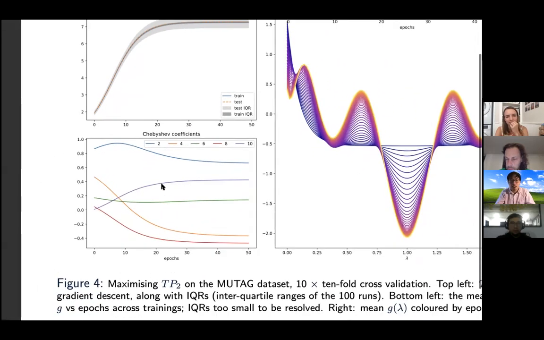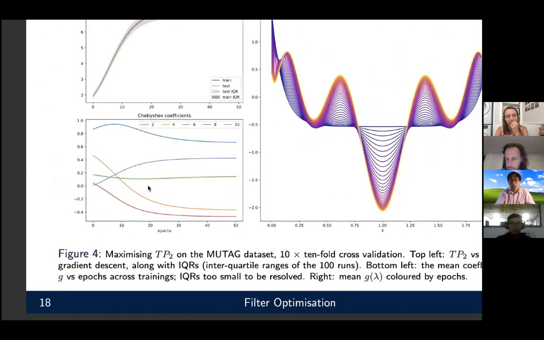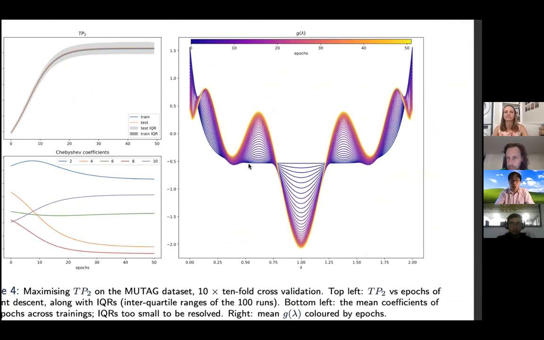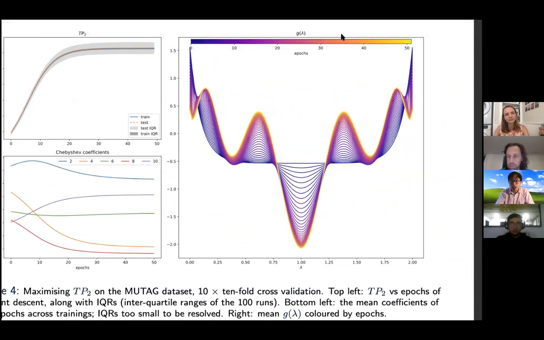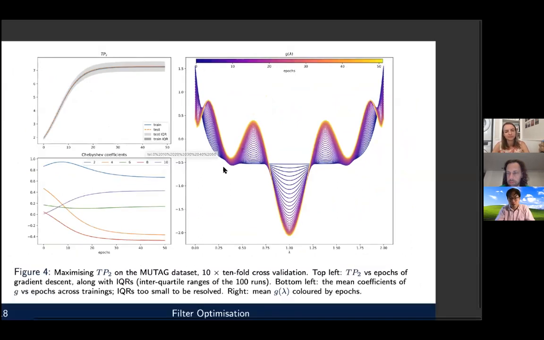And this panel shows how the Chebyshev coefficients evolve. And this graph shows the actual G of lambda polynomial. The purple ones are the ones early in the filtration, and the yellow curves correspond to the G lambda learned towards the end of the gradient descent.